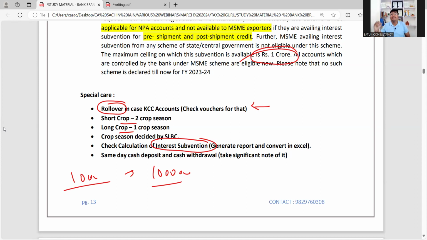We have already covered that when we are going to sign that interest subvention related certificate, before signing of that certificate, we just need to ensure that the calculation of the interest subvention is properly done. Okay, so this is the calculation of the interest subvention.